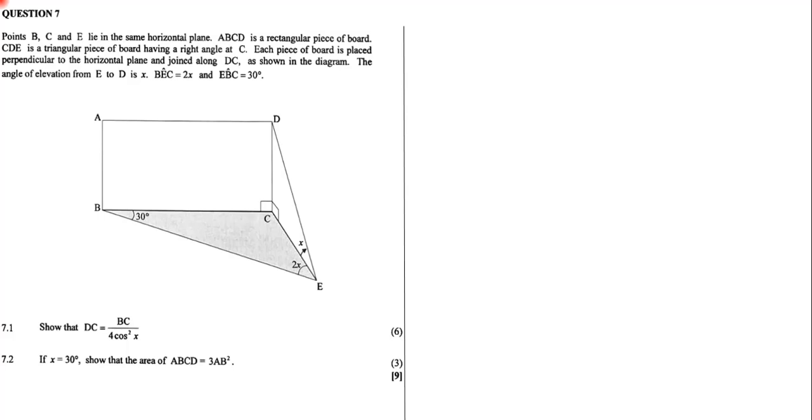Points B, C, and E lie in the same horizontal plane. ABCD is a rectangular piece of board. CDE is a triangular piece of board having a right angle at C. Each piece of board is placed perpendicular to the horizontal plane and joined along DC as shown in the diagram. The angle of elevation from E to D is x, BEC is 2x, and EBC is 30 degrees.